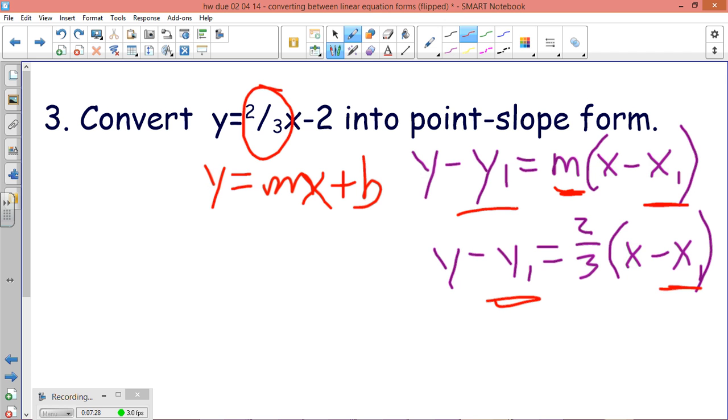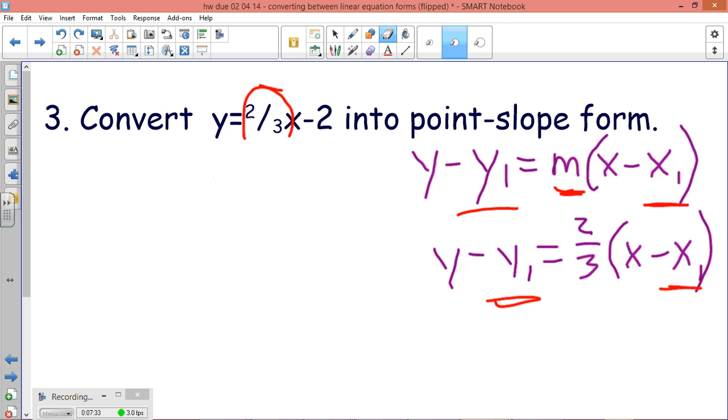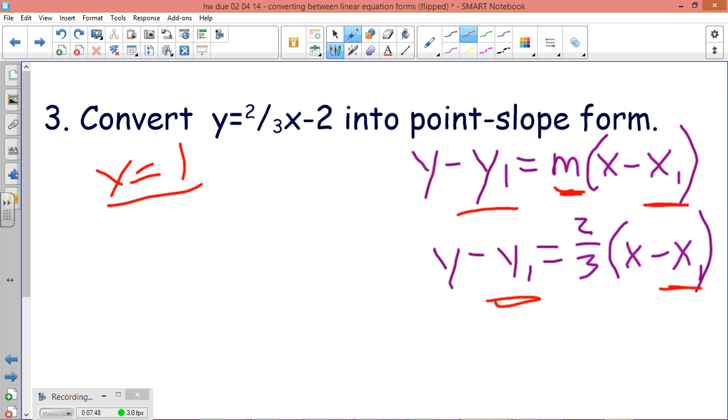Well, really, really easy. I am going to take this equation here, and I'm going to plug in anything at all for x in order to get a point. What do you mean by that, Mr. Duncan? Well, let me show you. Let's say I want x to equal 1. You know what? Even easier. I apologize. There's something even easier.